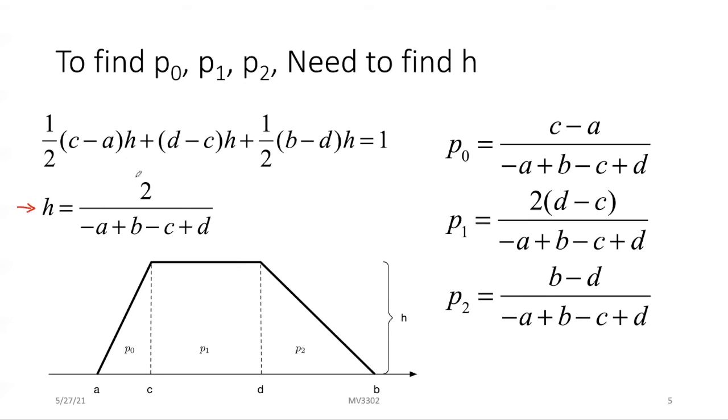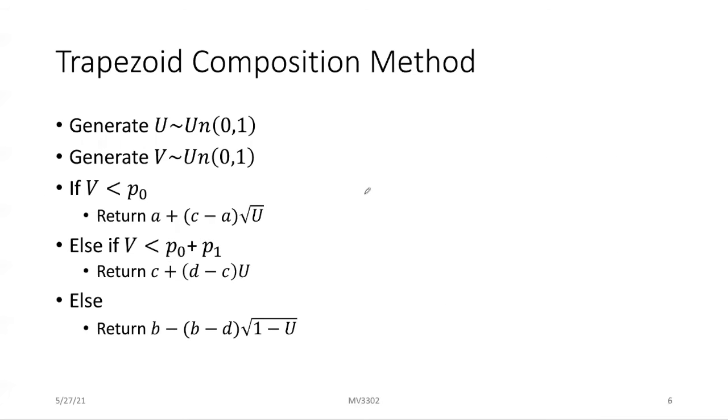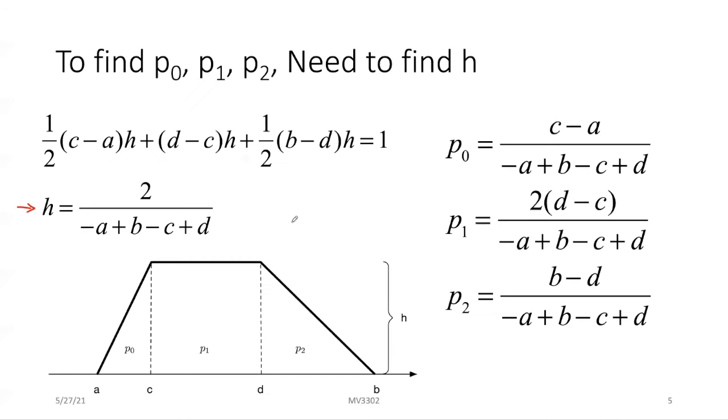So the 2's cancel, and we get c minus a over what's down here. And these are the three probabilities. And so to generate from this, again, we generate our u and our v. And then here's how you deal with three different regions.